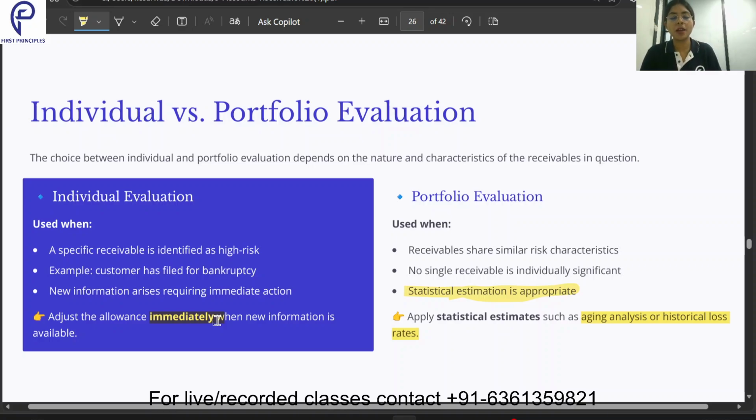In case of portfolio evaluation, we do that whenever there is a group of customers who belong to the same industry or have similar risk characteristics, meaning no single receivable has a huge amount of money. In that scenario, we club them together and make a portfolio out of them. In that case we will estimate the portion of my accounts receivable that is going to be uncollectible, and we are going to account for it accordingly.